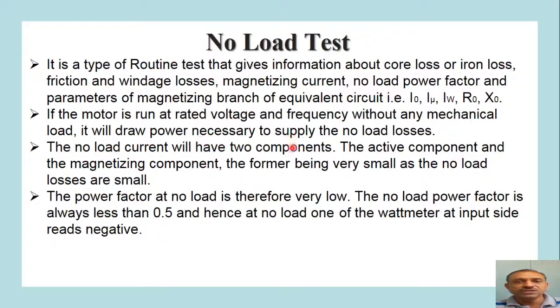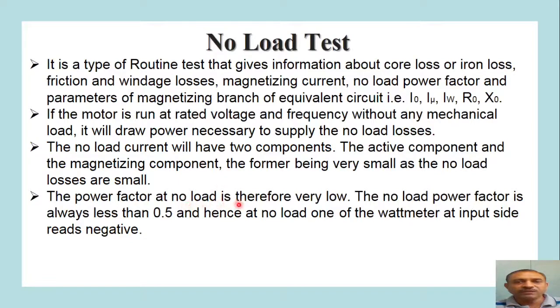The no load losses have two components, that is the iron loss and the friction and windage losses. The no load current will also have two components. One is known as the active component of current, another is known as the magnetizing component of current.